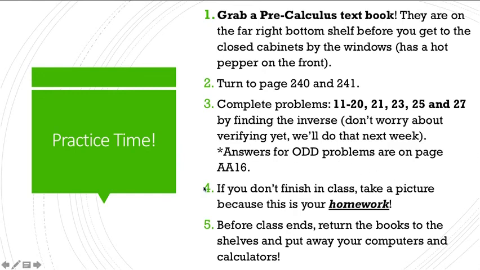Anything you don't finish in class, go ahead and take a picture because this will be and is your homework for next Monday. Before class ends, make sure you've returned your books to the shelves, put away your computers and your calculators, and just make sure the classroom is ready for the next class period.